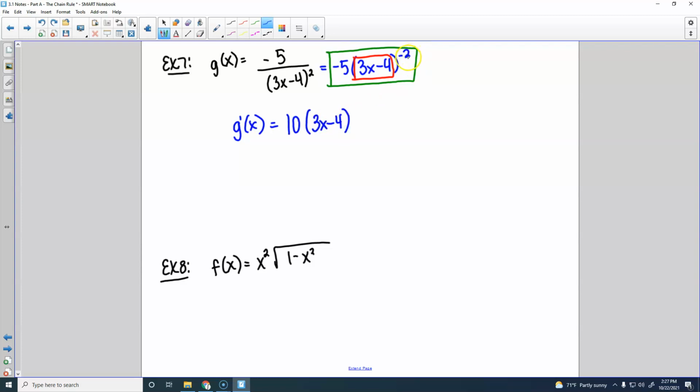What do we do to our exponent here? Okay, so negative 3. So that takes care of the green box outside. Now we got to multiply by the derivative of the inside. What would that be? 3. Okay, and so they'll multiply 10 and 3 together and put 30 there, and then they'll move this back down to the bottom.